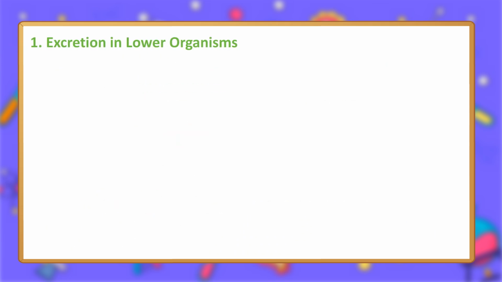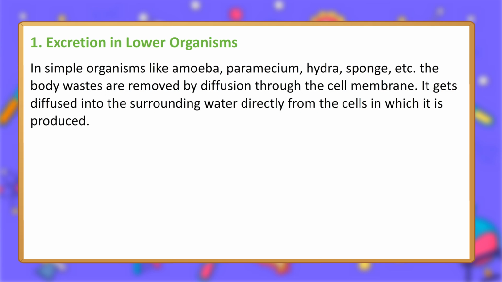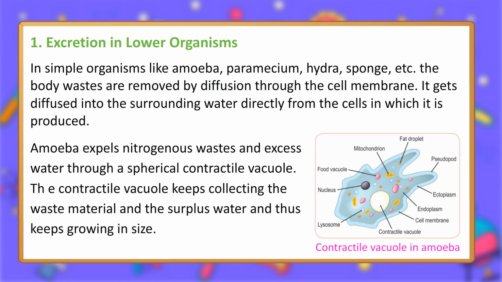1. Excretion in lower organisms. In simple organisms like amoeba, paramecium, hydra, sponge, etc., the body wastes are removed by diffusion through the cell membrane. It gets diffused into the surrounding water directly from the cells in which it is produced. Amoeba expels nitrogenous wastes and excess water through a spherical contractile vacuole.